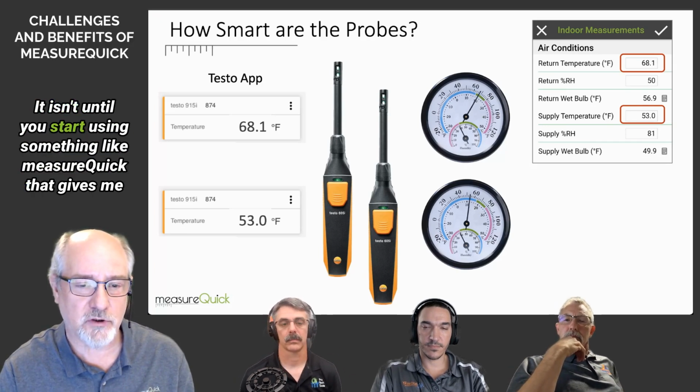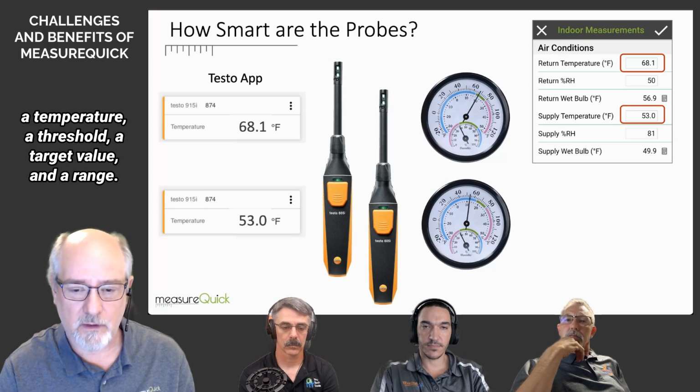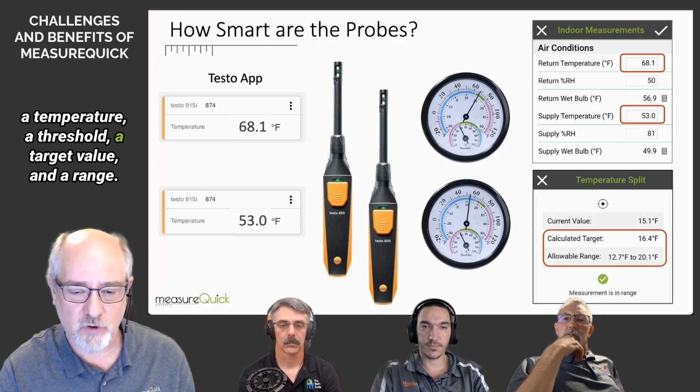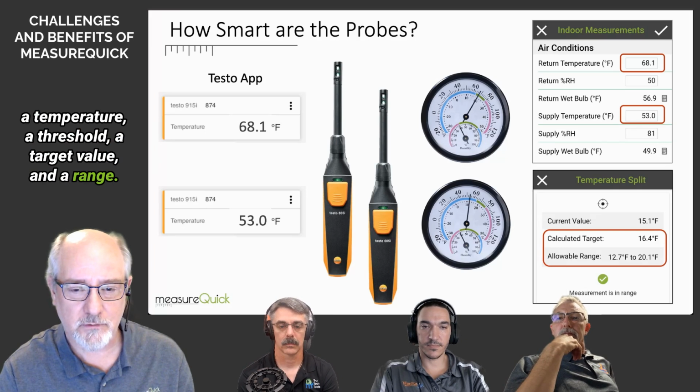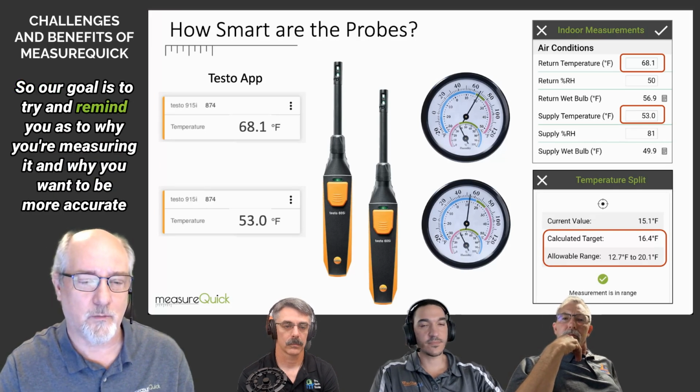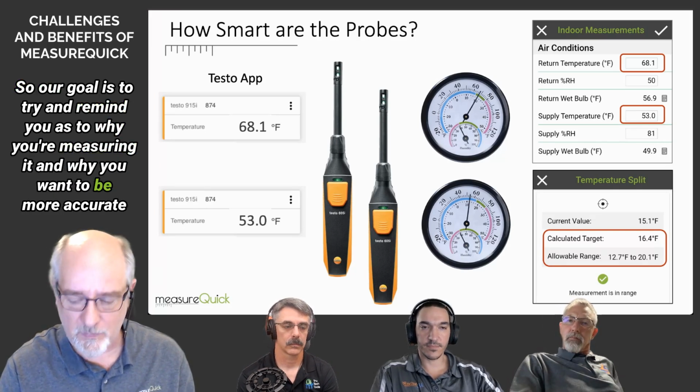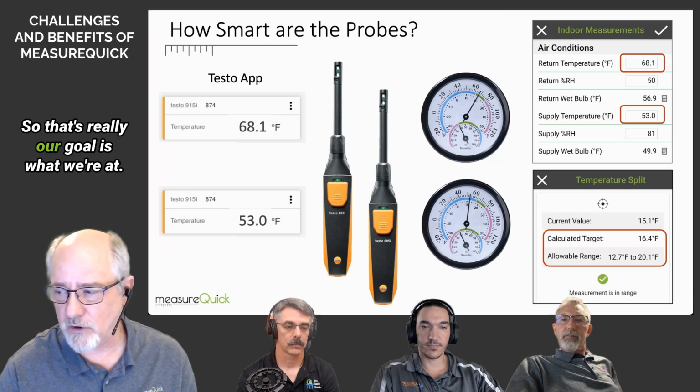It isn't until you start using something like measureQuick that I get a temperature, a threshold, a target value, and a range. So our goal is to remind you why you're measuring it and why you want to be more accurate about that. So that's really our goal.